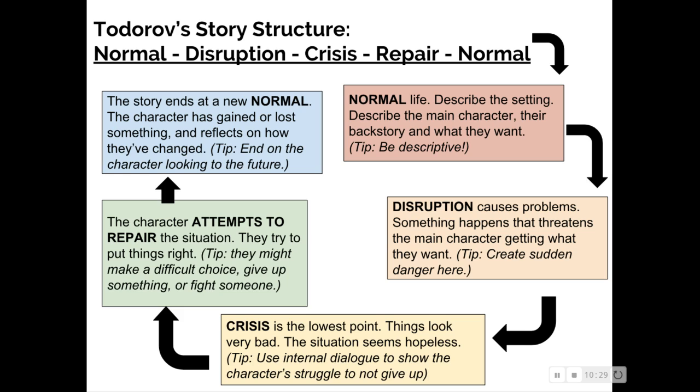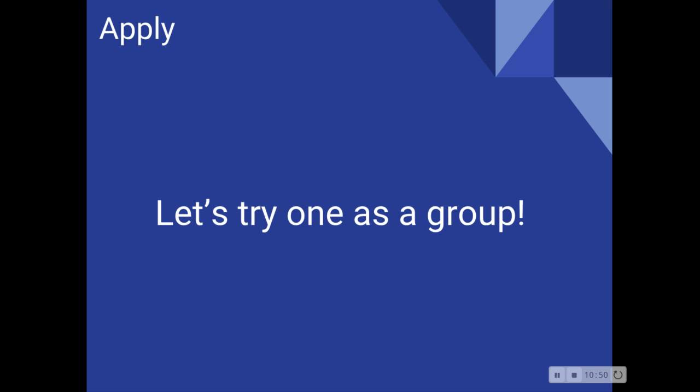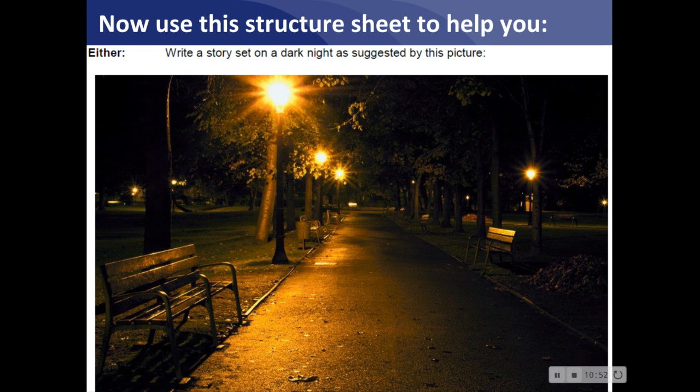And finally, you're ending at a new normal where the character has gained or lost something and is going to reflect on how they've changed, probably ending on the character looking towards the future. So this is a great way to structure your stories. You can use it when you're doing a paper one question five. And maybe you can try one now, actually. Use that structure sheet and write a story set on a dark night, as suggested by this picture. Good luck.